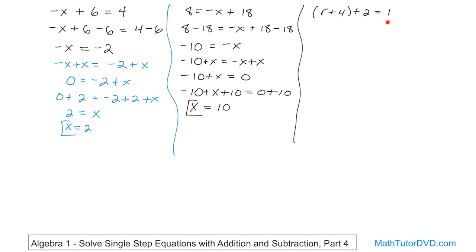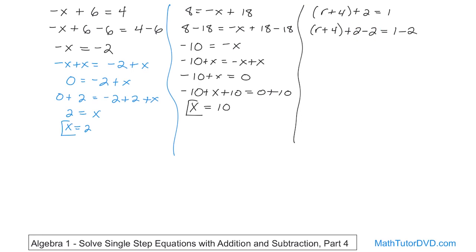Let's first get rid of the 2 and bring it over there. So in order to do that, we have to subtract 2. So (r plus 4), you can leave it wrapped up in this parentheses here, plus 2 minus 2 is equal to 1 minus 2. All we did was subtract 2 from both sides. That means that this is going to give you 0.